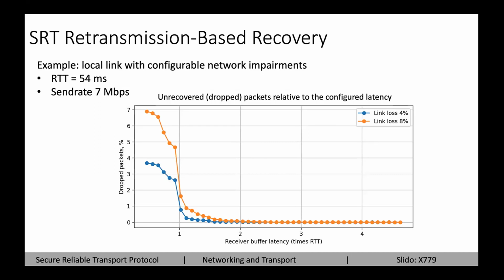As you can see, at latencies below 1 RTT of the link, the amount of unrecovered packets is similar to the loss ratio on the link. The latency of 2 times RTT or 108 milliseconds in this experiment allowed recovering most of the lost packets. In order to properly handle fluctuations of RTT and different types of congestion on real networks, the recommended latency value is 4 times RTT, which is enough to recover almost every lost packet.